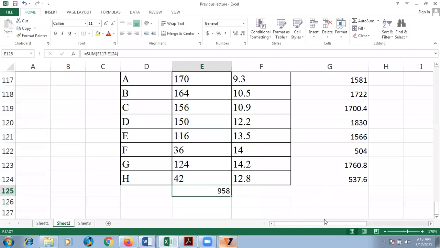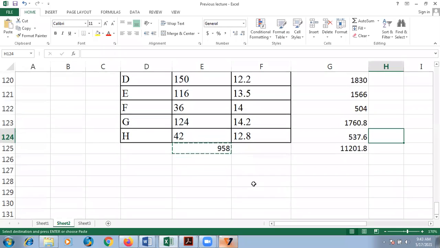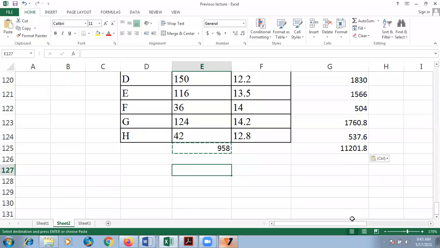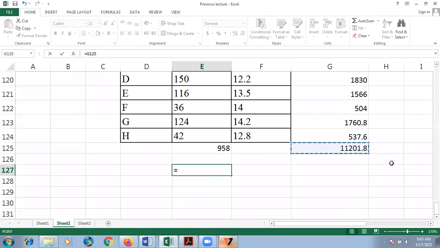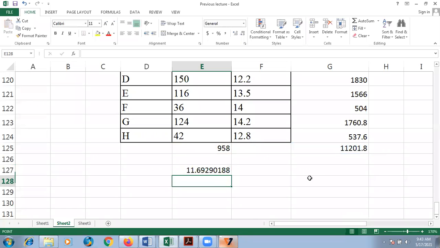So if this is 958, then the product sum also you calculate. That also I have done. And then the average precipitation value is equal to this value divided by 958. So you get this as 11.69. Is this point clear to everyone? This is clear? Mean precipitation is 11.69. Directly you can do that.